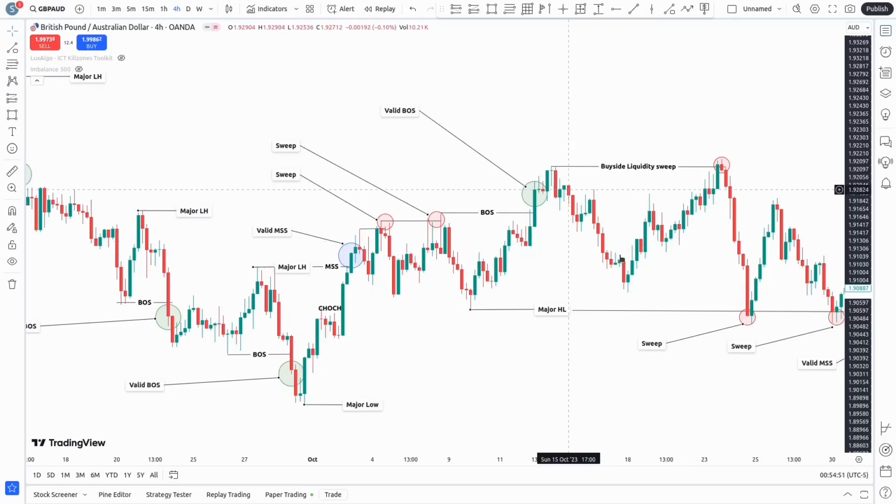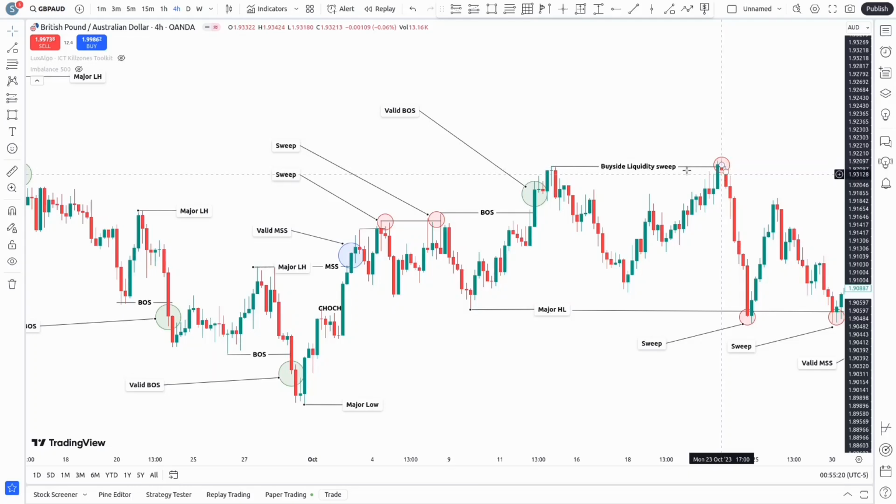As you can see, we are still considering that we are in a bullish trend. Price moves back to this level. Is there a valid break of structure? No. We see that this candle closes above this level, but the second candle opens, then closes inside this range.